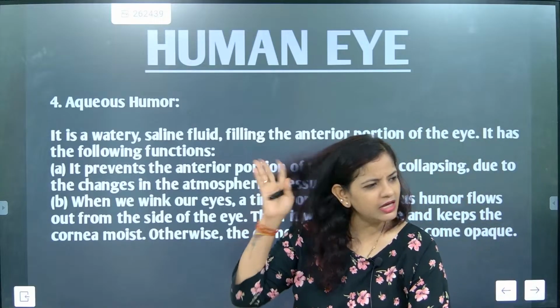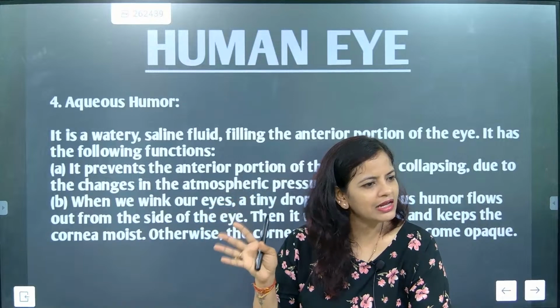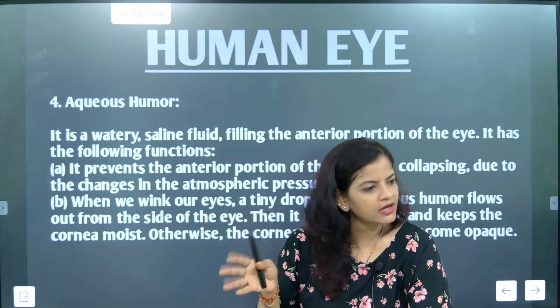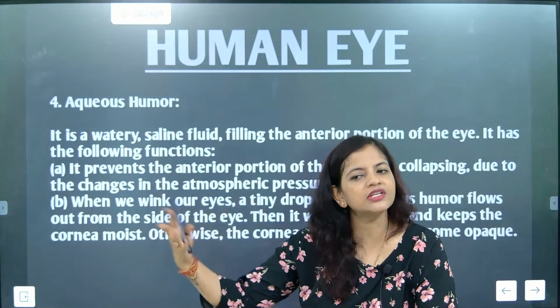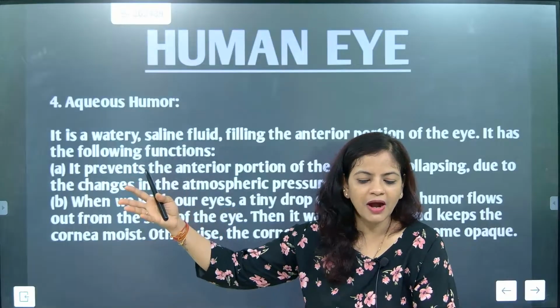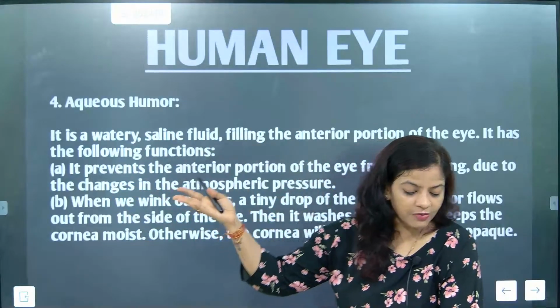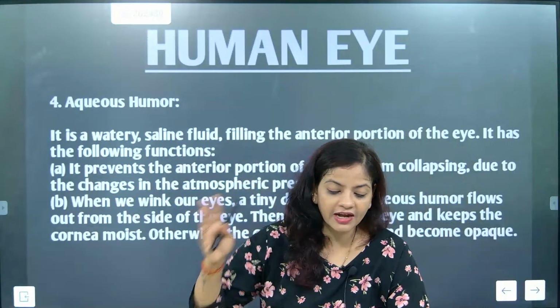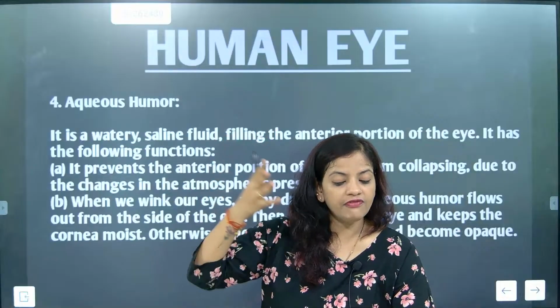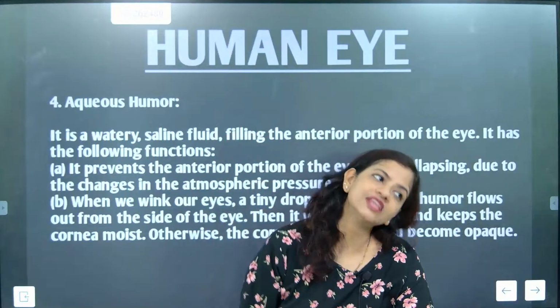Are you getting a clear picture now, children? So there is a front part and a back part. The front part is called anterior and the back part is called posterior. Now I think you are getting a very perfect picture along with the explanation.